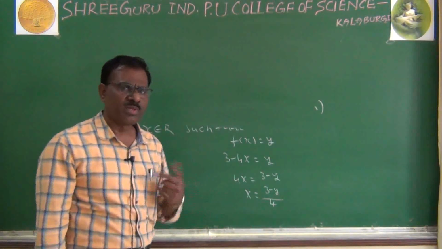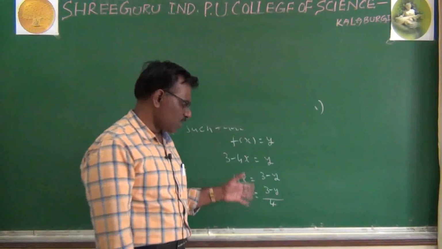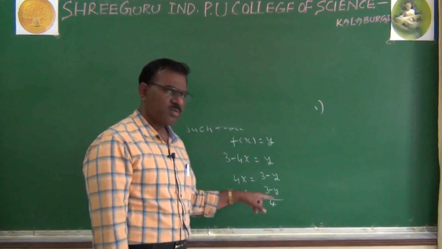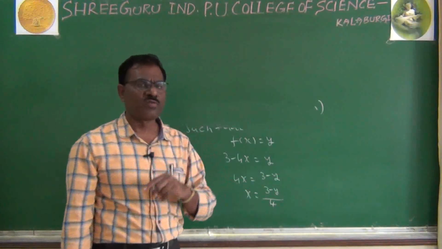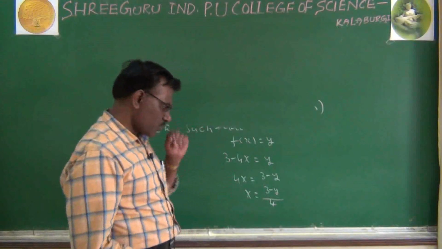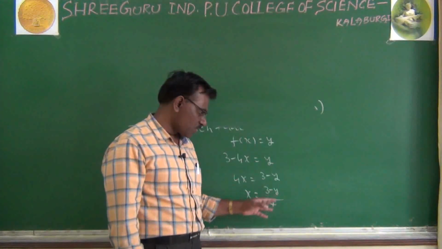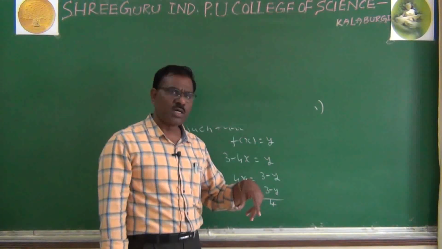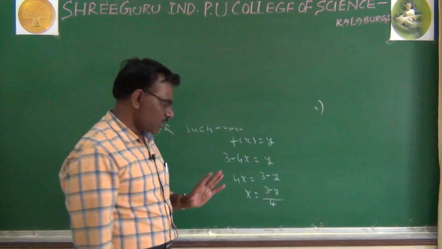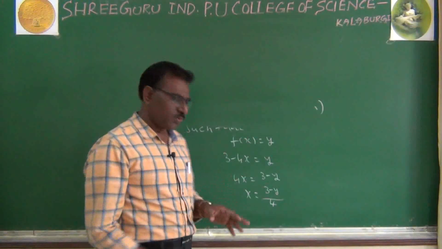However many examples you are giving, it is onto. So it belongs to R, hence the function f is onto. So I will explain one more method. Most students are taking 3 minus y by 4 belongs to R, the function f is onto. That is also correct. But actually, how to prove that onto?